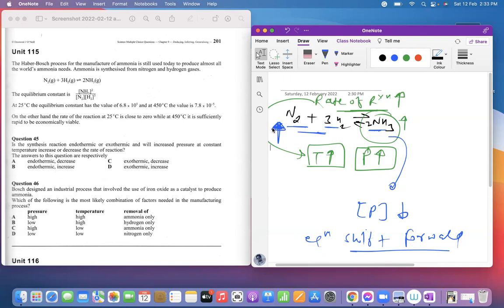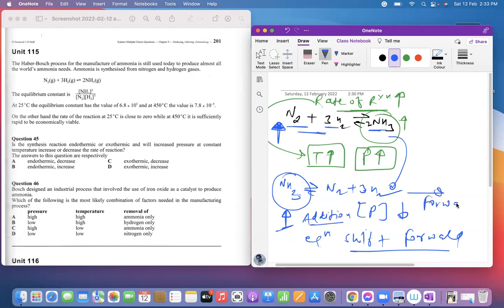If this reaction is exothermic, should we not have low temperature? Listen, if you want to discuss the exothermic part, then you will have to write the reaction in this way: ammonia going into N2 plus 3H2. In that case, you have to increase the concentration of ammonia, not remove it. You have to add it. Then it can be better for the forward reaction. And this is your exothermic.